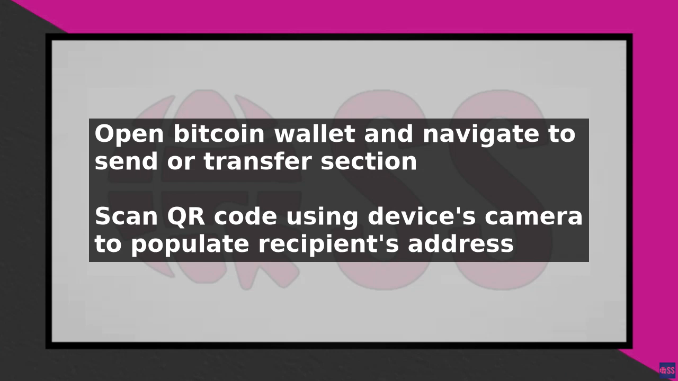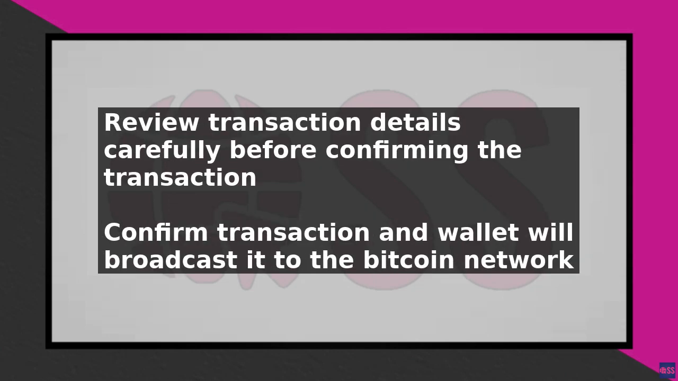After reviewing the transaction details, confirm the transaction and your wallet will broadcast it to the Bitcoin network. The transaction will then be verified by the network and the Bitcoin will be transferred to the recipient's wallet. It is essential to note that Bitcoin transactions are recorded on a public ledger called the blockchain, and they are irreversible. So, make sure to double-check the recipient's address and the amount of Bitcoin before confirming the transaction.